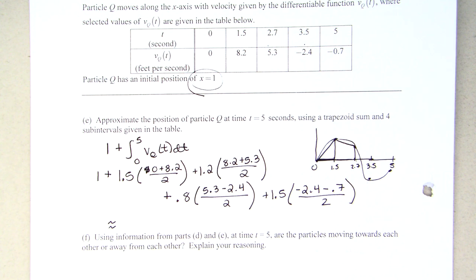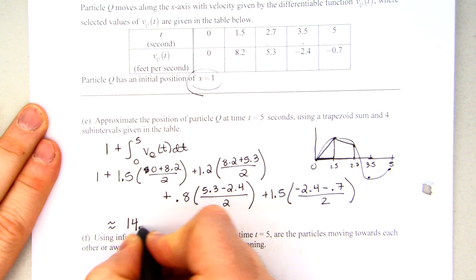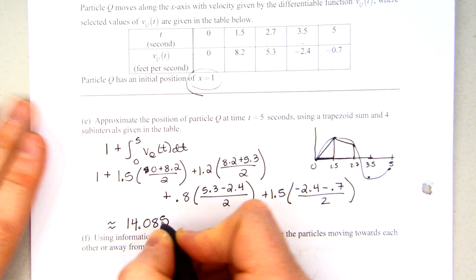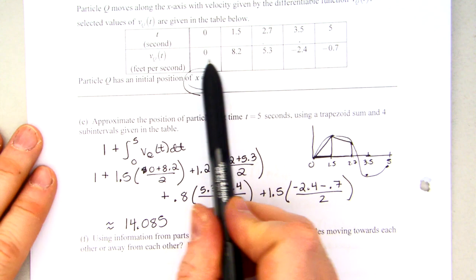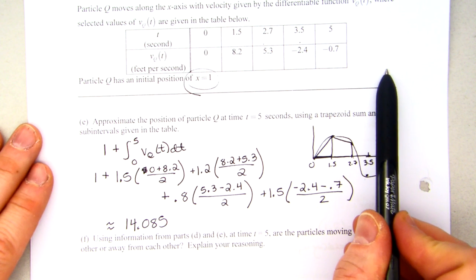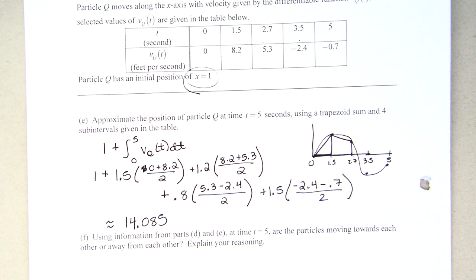Anyone have something they could share? Go for it. 14.085. That is what I got. You people too? Make sense? Of course, if I could make you do a trapezoid thing, I could make you do a left endpoint sum or right endpoint sum. If I gave you more information, we could do midpoint sums.